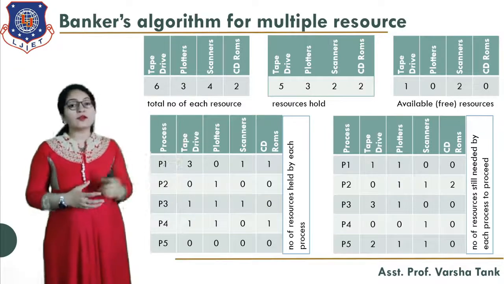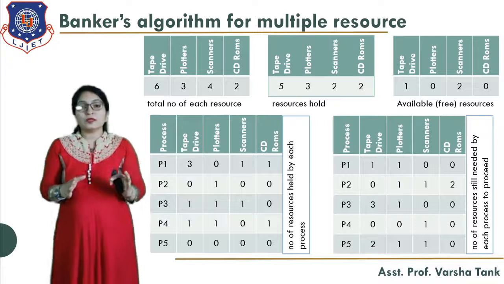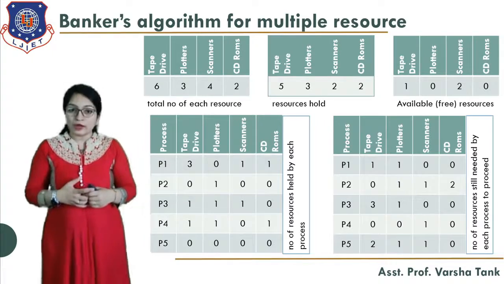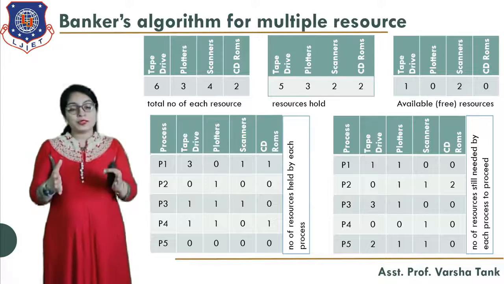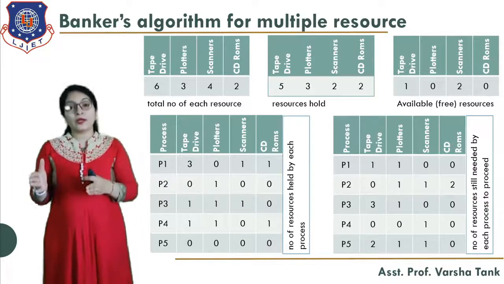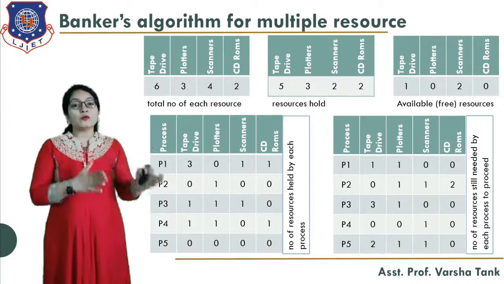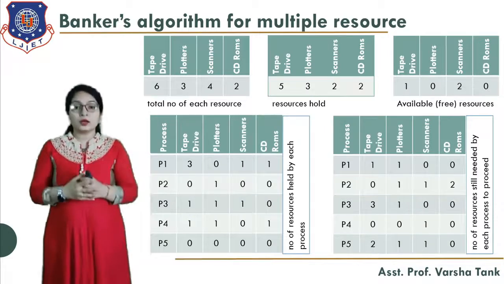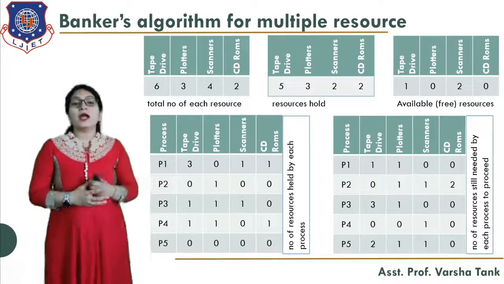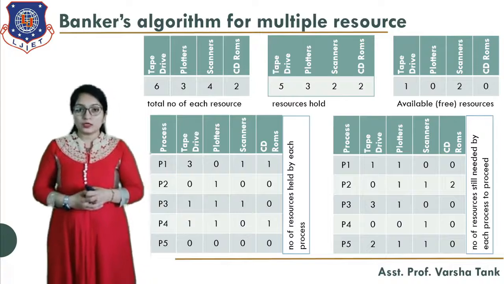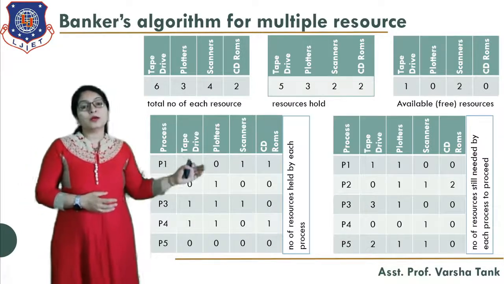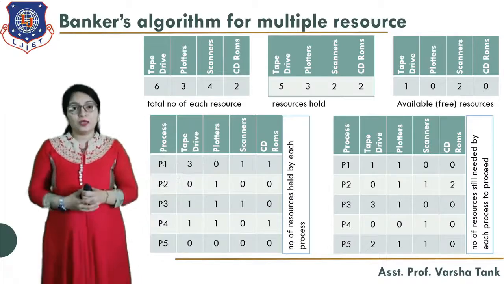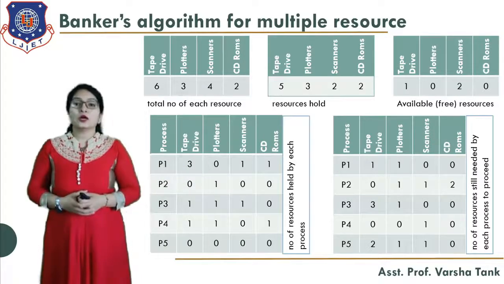It is not always possible that a need matrix is given to you directly. You have to find out the need matrix. The maximum requirement is given to you and the allocated resources are given to you. From the maximum requirement, you have to subtract the allocated resources of each and every process, and you will get the need matrix. So here you can see this need matrix is given to you: the number of resources still needed by each process to proceed.